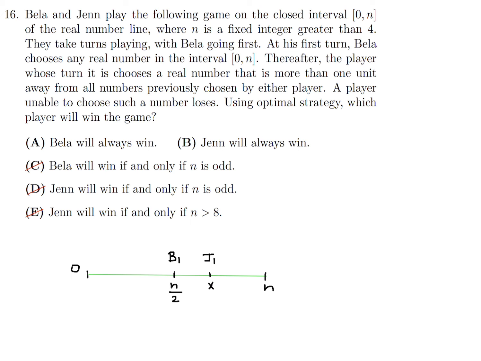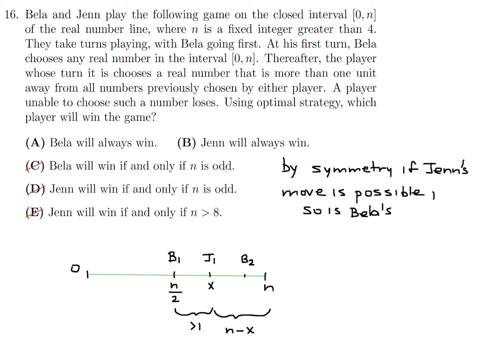And one thing we know for sure is that this interval right here has to be greater than 1 according to the rules of the question. And then Bella now has to go. And this interval right here is n minus x. So all Bella has to do is choose a number somewhere in there, and that will be sufficient to meet the criteria of the question. So basically, by symmetry, if Jen's move is possible, Bella's move is also possible. So, for example, this segment was greater than 1, and therefore this segment is also greater than 1, right here.